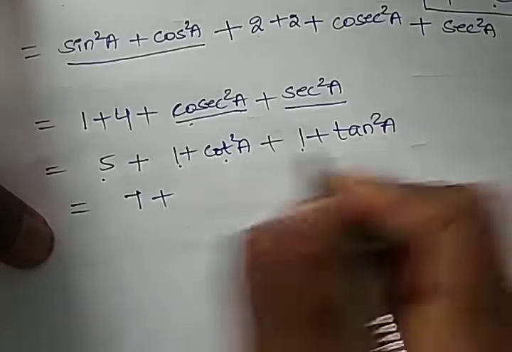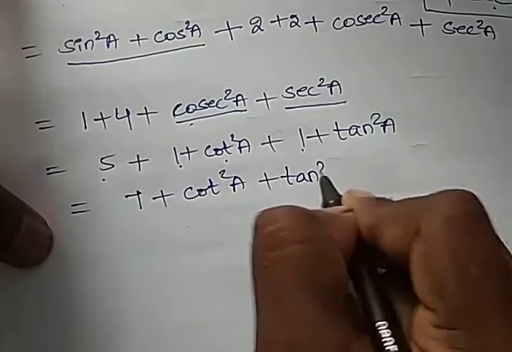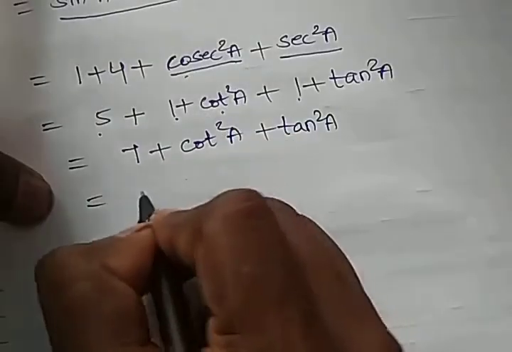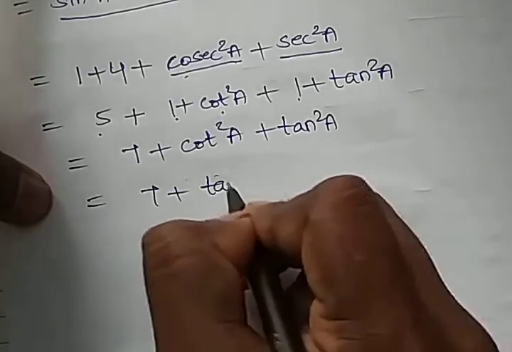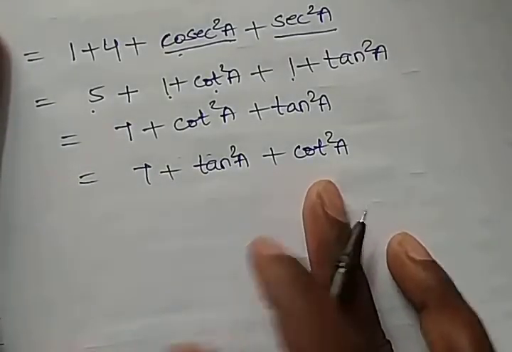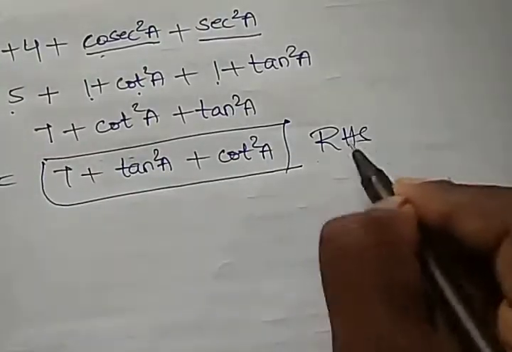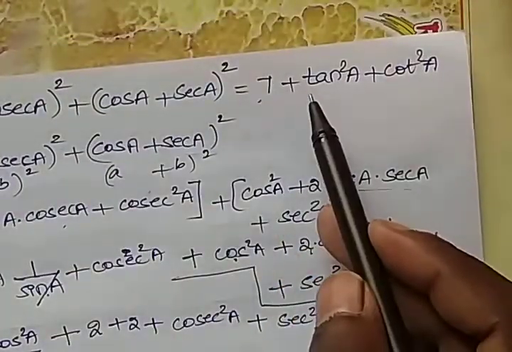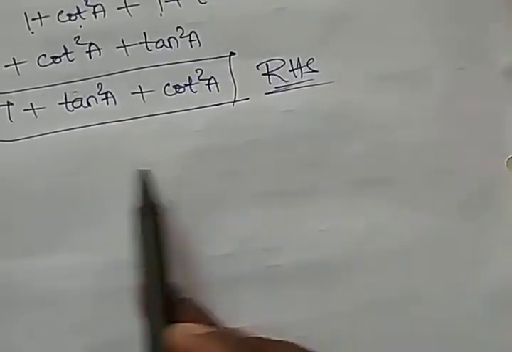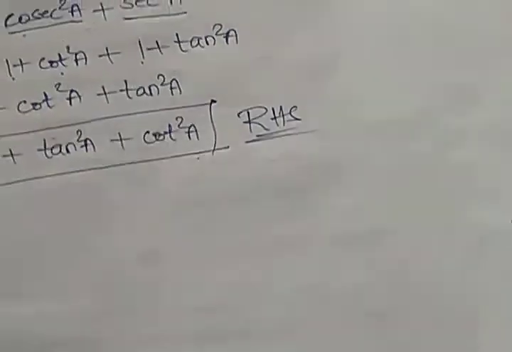Now cot square a plus tan square a is left. So as the question is given, write 7 plus tan square a first and cot square a after. We can interchange, we can change the position in the addition form. So which is equal to RHS. This is what we were given to prove. This is what is given in the question, 7 plus tan square a plus cot square a. So that's what we have got here, 7 plus tan square a plus cot square a. So watch this again, you will understand. It's very easy and interesting also.